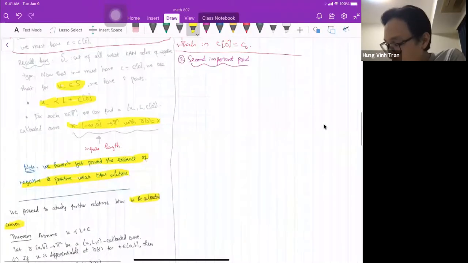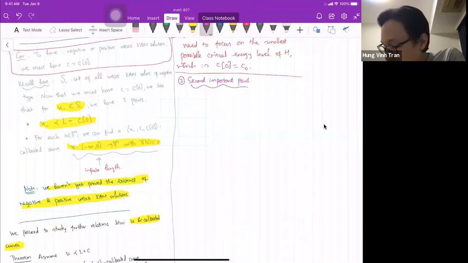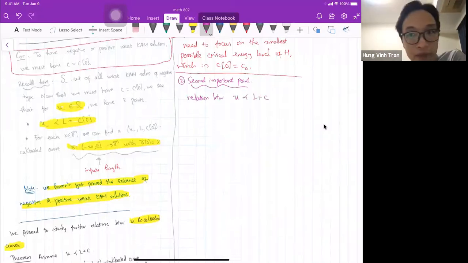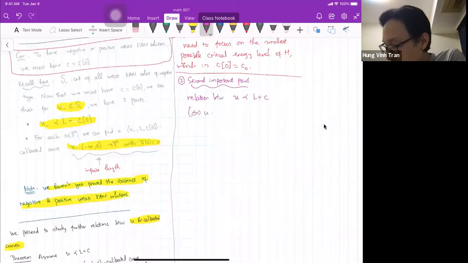So that's the second important point, right? So I should say that this is sort of the relation between U, which is bounded, dominated from above by L plus C. And again, this is equivalent to the fact that U is Lipschitz, and h of x, du x is less than or equal to C almost everywhere.